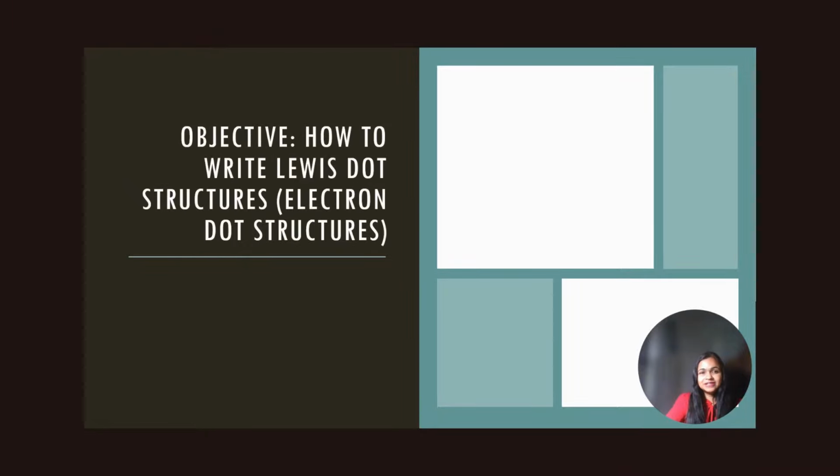All right, so let's look at today's objectives. We are going to be learning how to write Lewis dot structures, or draw electron dot diagrams. In order to draw Lewis dot diagrams, we need valence electrons. And a question arises: why do we need to draw Lewis dot diagrams? Because they explain how many electrons are going to participate in the formation of bonds.